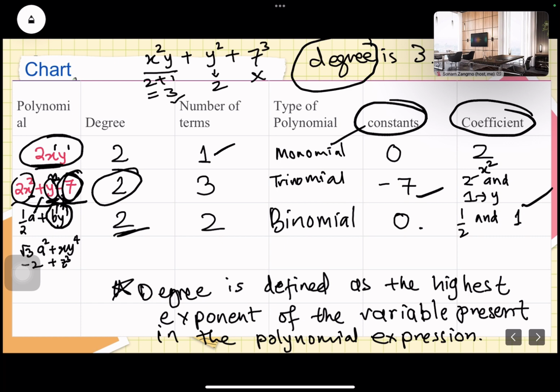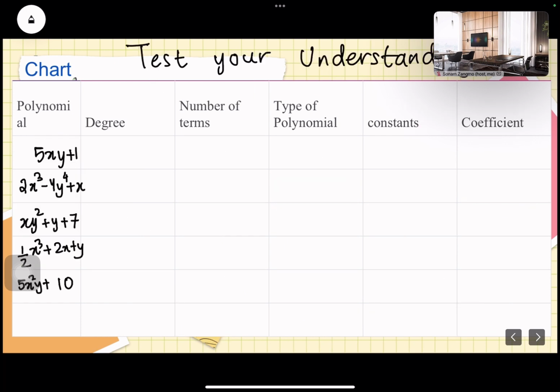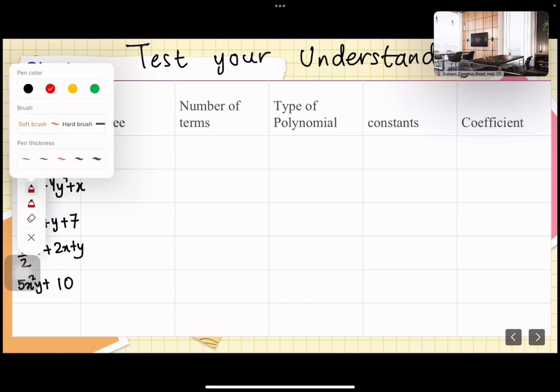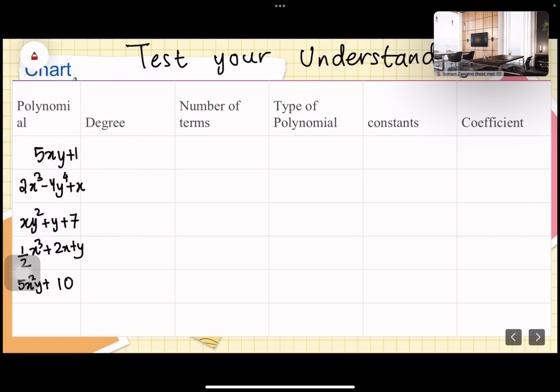Here is an example, let's try to solve this one, just for your understanding. So you have the polynomial 5xy plus 1. What is the degree? Like I said, degree is the highest exponent of a variable. So we have xy as variable. x has exponent 1, y has exponent 1, so 1 plus 1 is 2, so you should consider degree as 2.